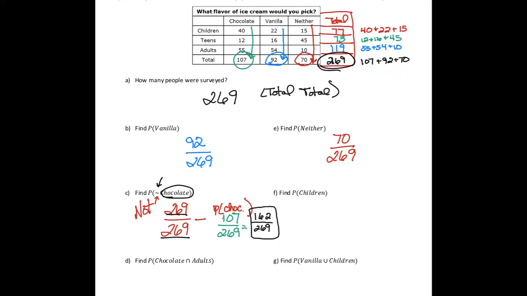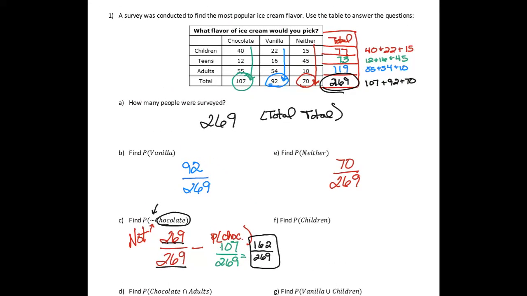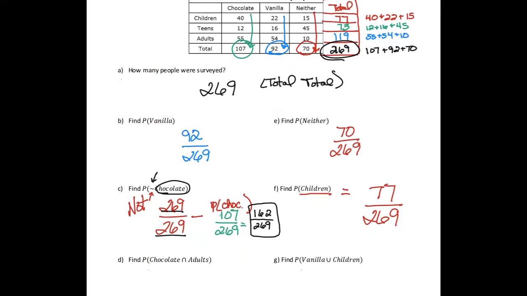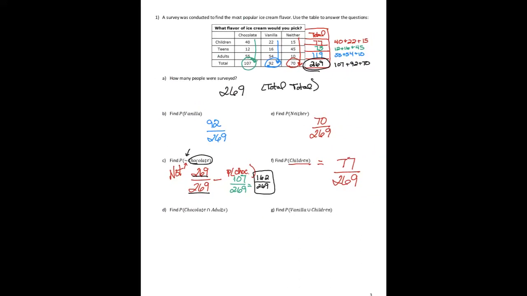All right, let's take a look at F. Find the probability that someone was a child in this survey. Okay, so we need to find all the children. That would be, what's that number? All children? 77 divided by the whole survey, which is 269. Excellent.